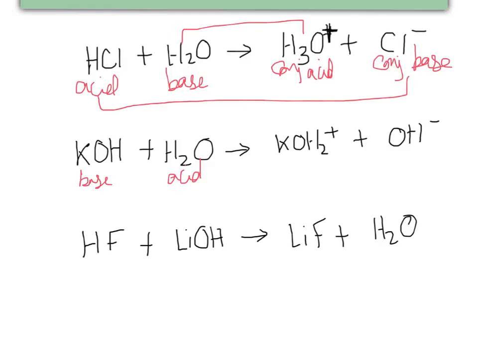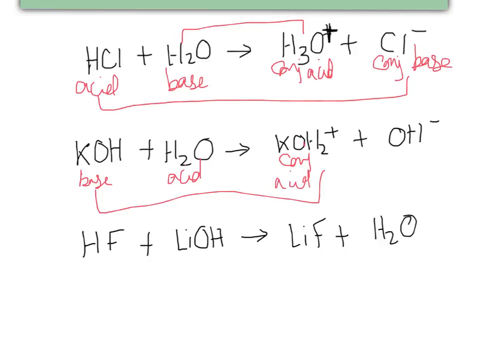So let's look at the base first. KOH is the base. It accepts a proton. So if it accepted a proton, it becomes KOH2 plus. And so these two go together. So if KOH is my base, then this is my conjugate acid.